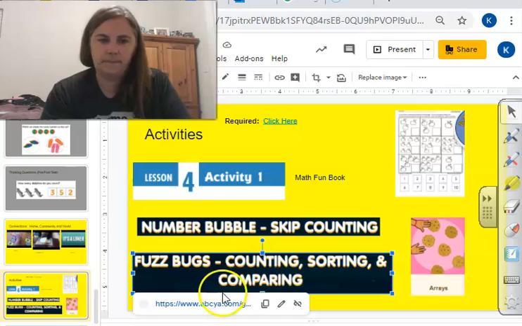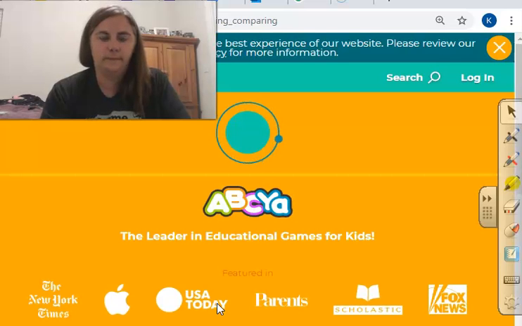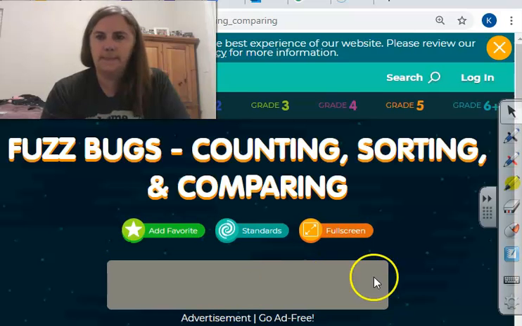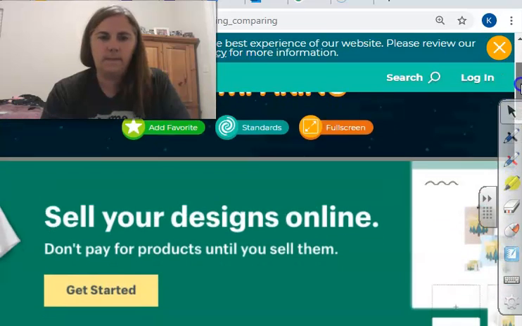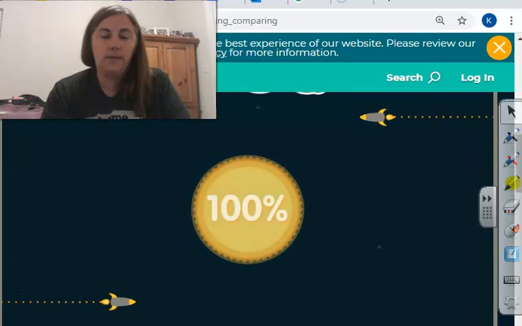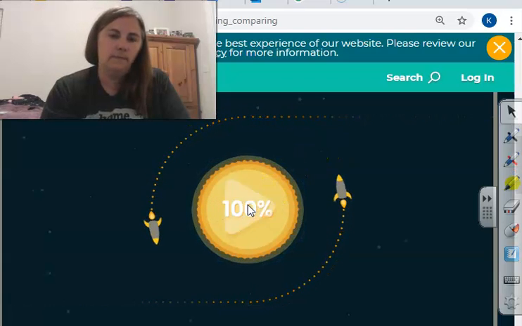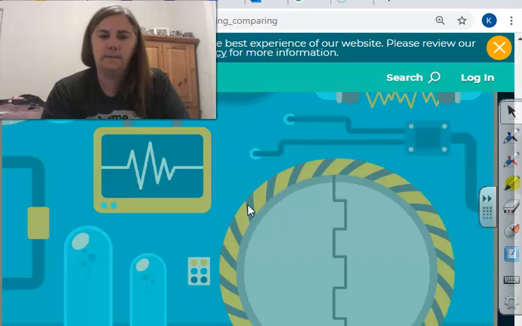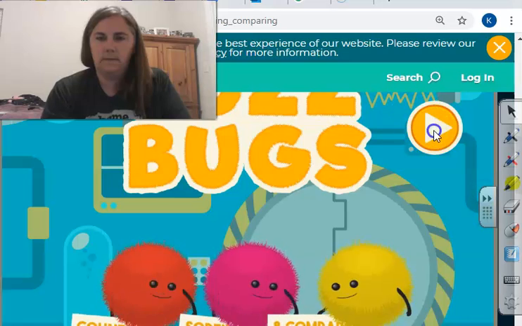Let's check out this one. Let's do an activity together this afternoon. Got to give it just a second to load, everybody. Oh, look, it loaded pretty quickly for us. It's already at 100%. All right, here's our arrow. Fuzzbugs, counting, sorting, and comparing.